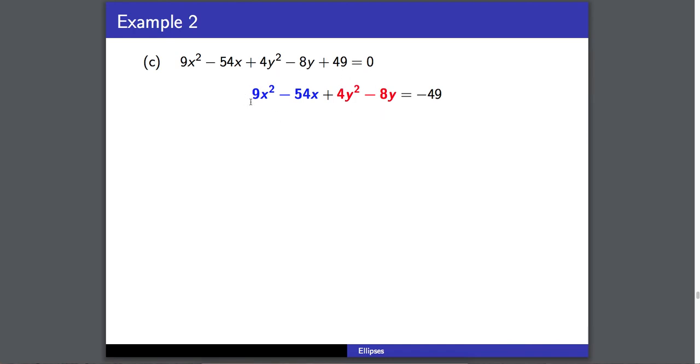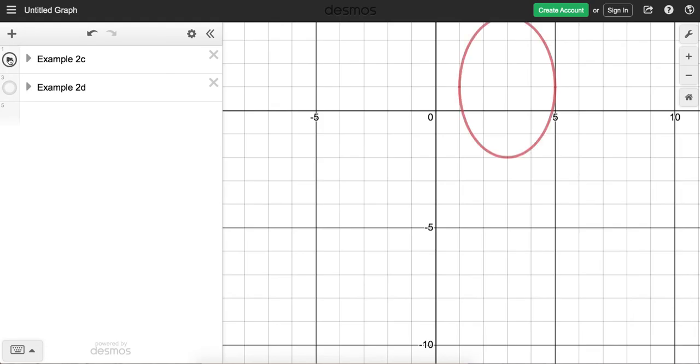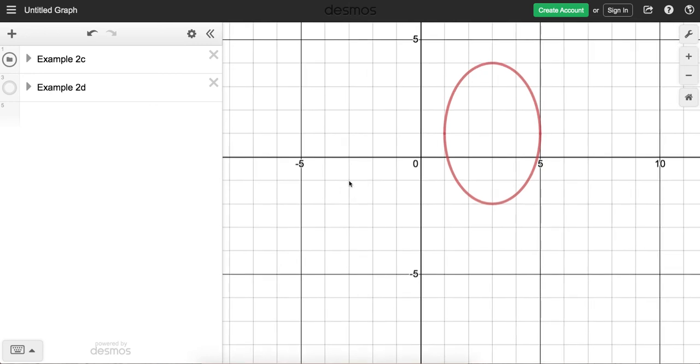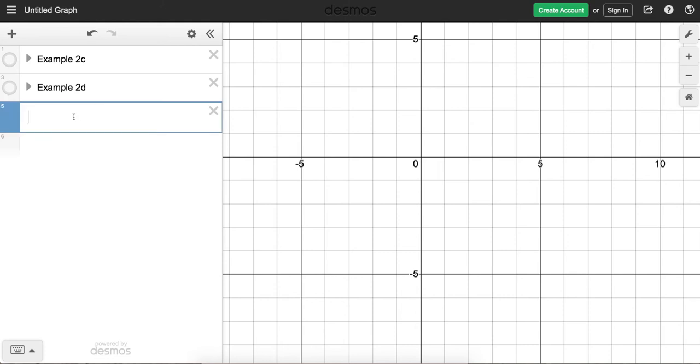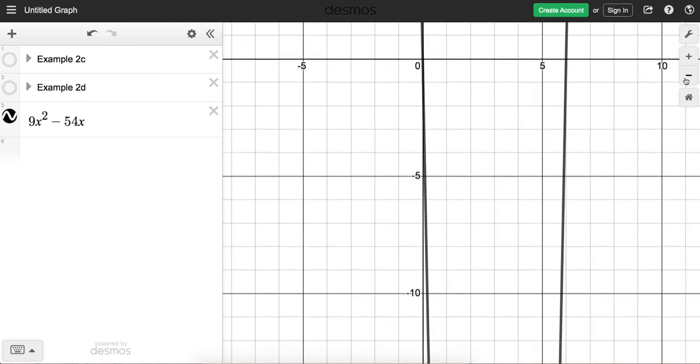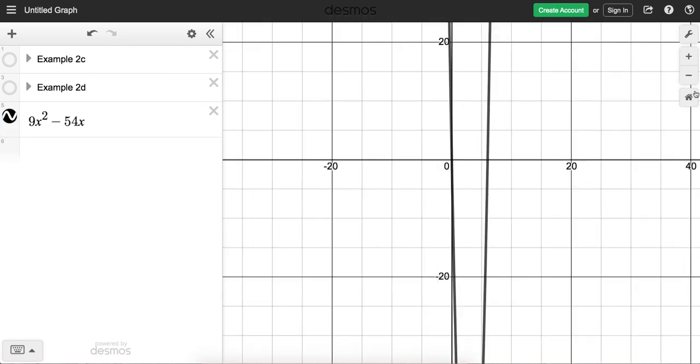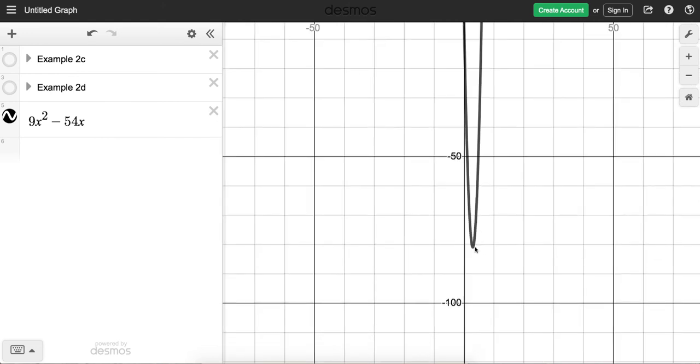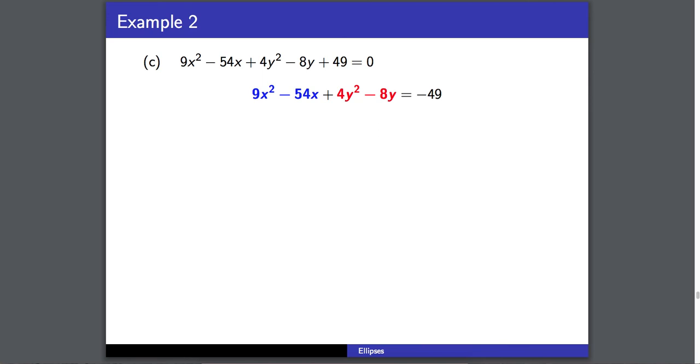So finding the vertex of 9x squared minus 54x, oh, by the way, here's what our graph looks like, so we can compare that to our answer and see if they're the same graph. But for 9x squared minus 54x, we want to find the vertex, so I'm going to have to zoom out quite a bit here. All right, we got 3 and negative 81. So 3 and negative 81 is our vertex for 9x squared minus 54x.